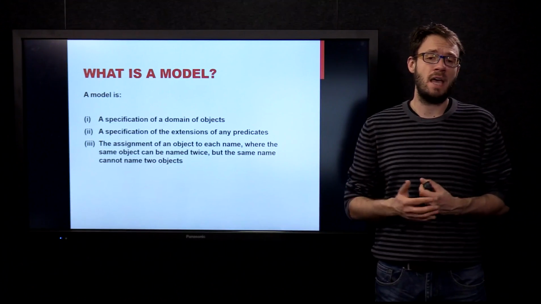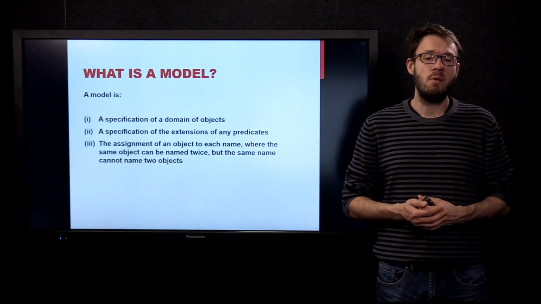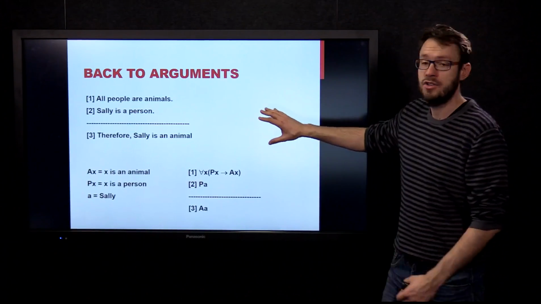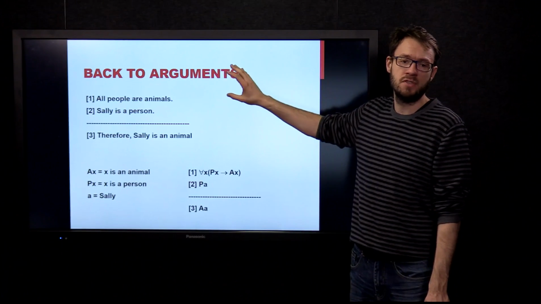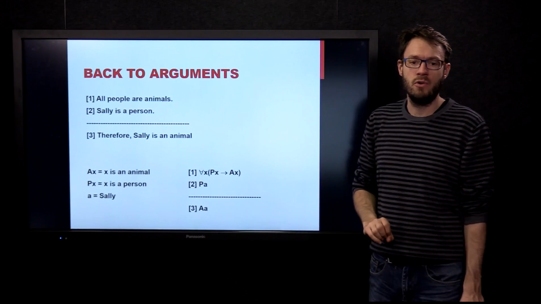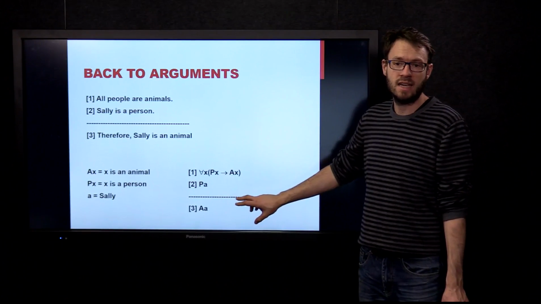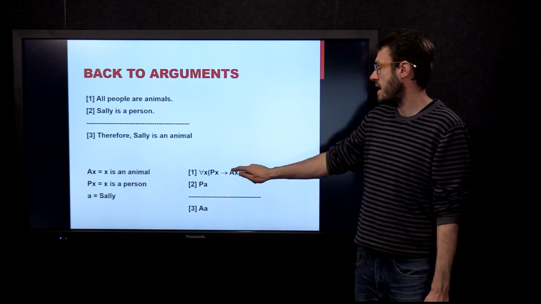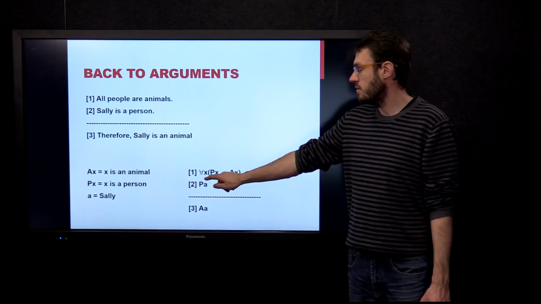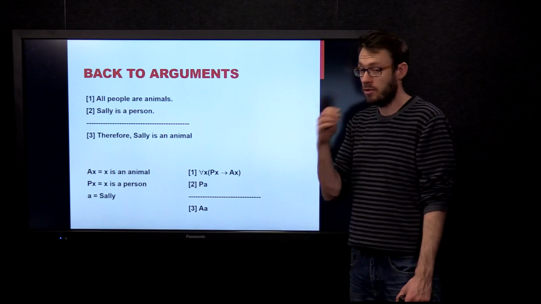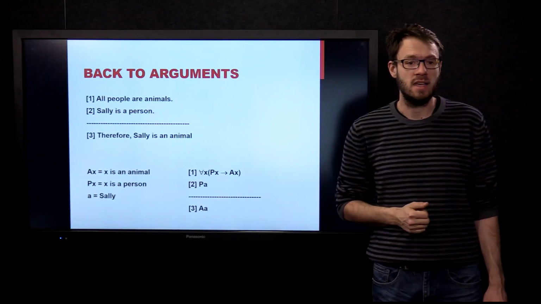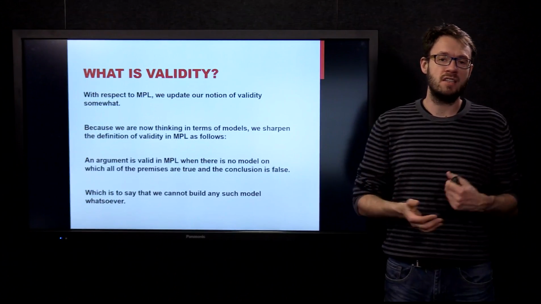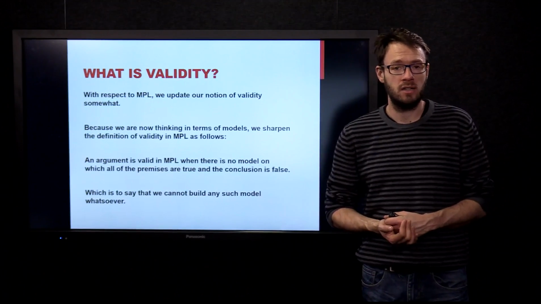The syntax plus the semantics gives us a working language, and it gives us the ability to translate our arguments into monadic predicate logic. So we can take this argument, all people are animals, Sally is a person, therefore Sally is an animal, and we now have the capacity to translate it out as something like this. For all x, if x is a person, then x is an animal. A, which names Sally, is a person, therefore A, which names Sally, is an animal. So we've got a sense of how to translate out arguments, and we've also got a sense of what validity looks like inside monadic predicate logic.